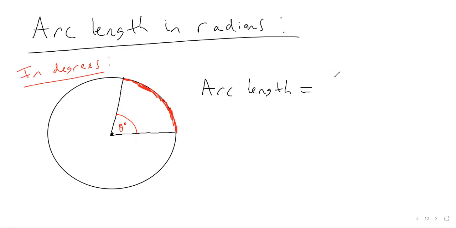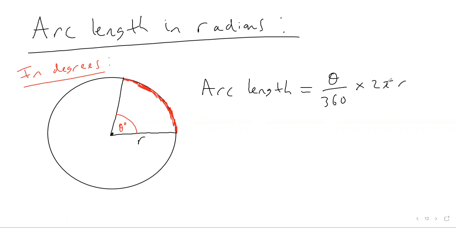So the key thing was to do your angle, the angle theta out of the total angles in a circle, which is 360. So theta out of 360. And then you want to multiply that by the circumference of a circle, because this arc length is a proportion of the entire circumference. The circumference is 2 times pi r. So that's what you wanted to do.